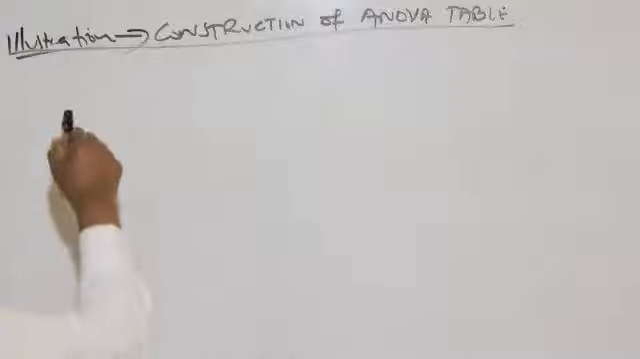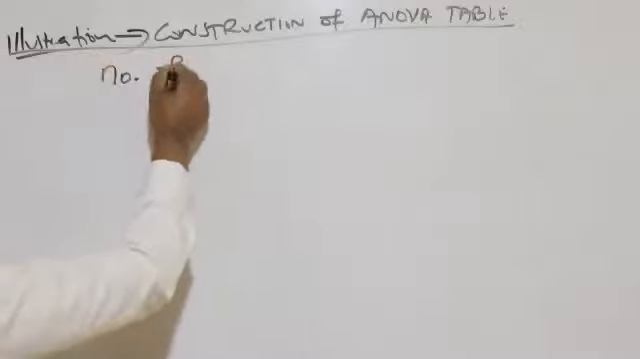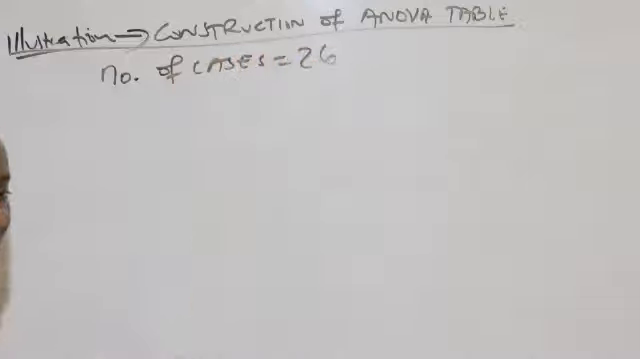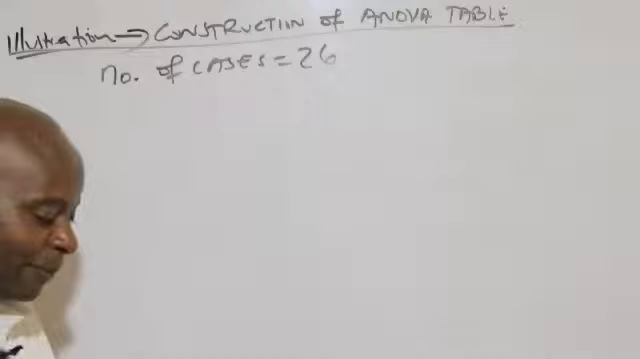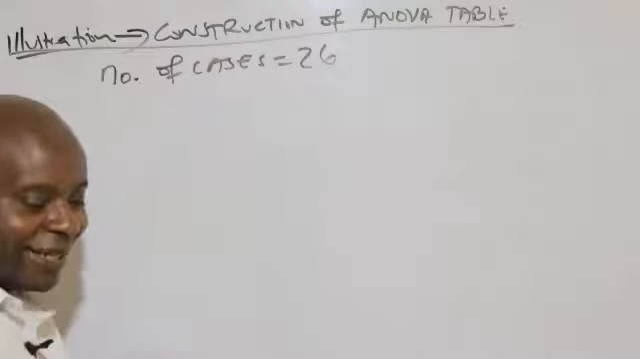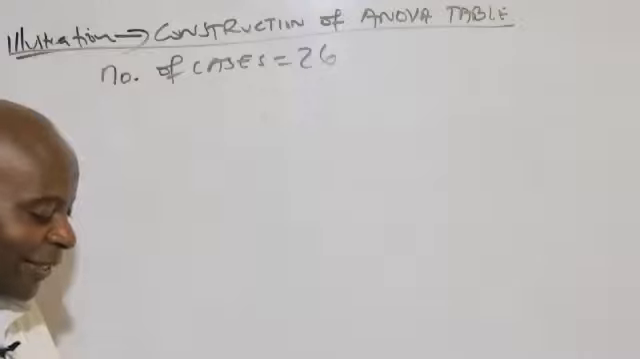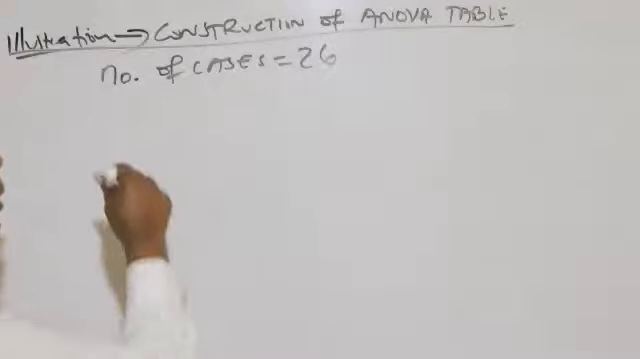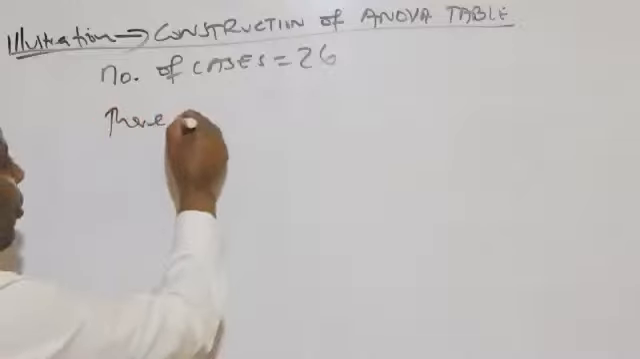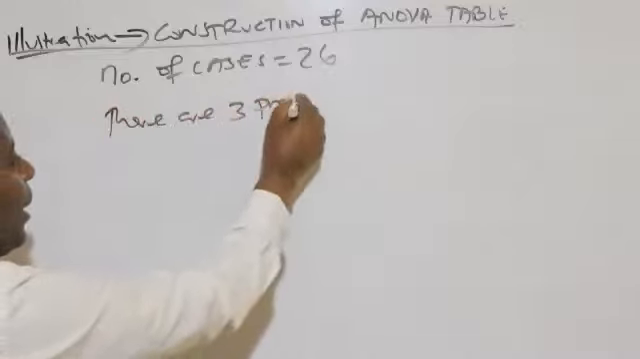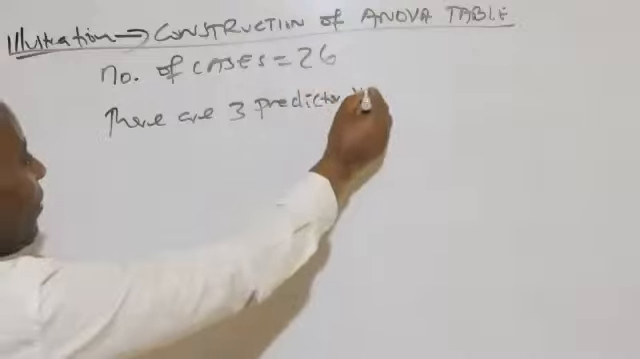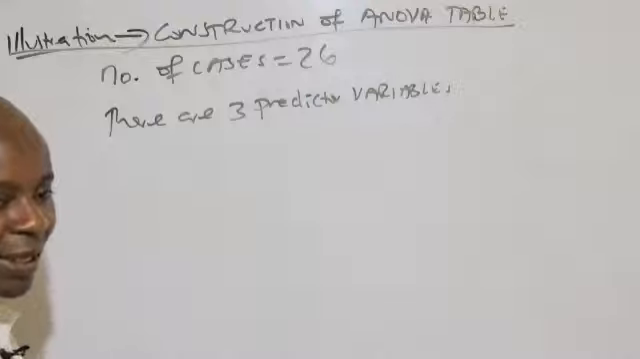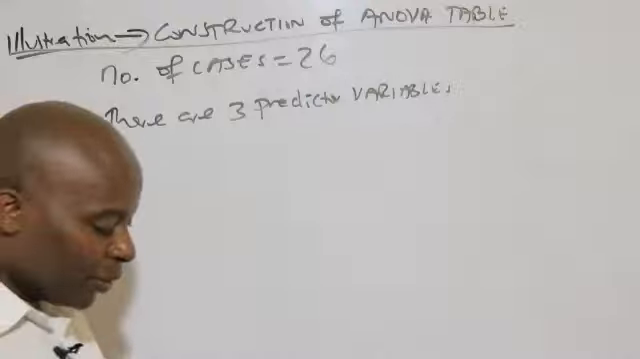So we are given here the number of cases, 26. Basically, this is our n. Our n there is 26. That's a short question. There are 3 predictor variables.